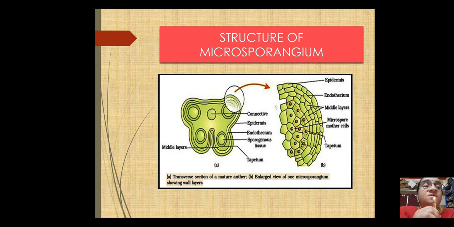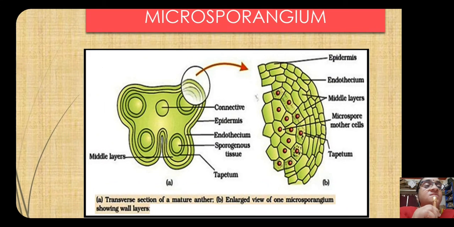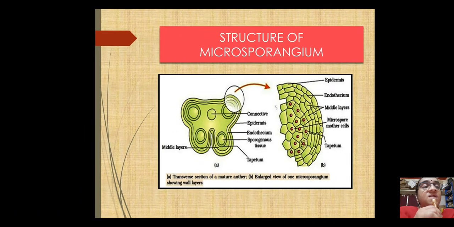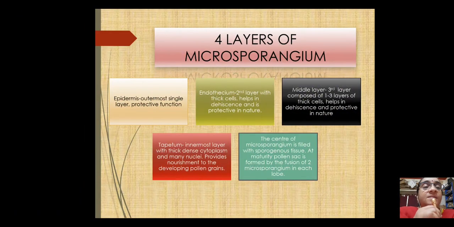Now look into the structure of the microsporangium. I am just enlarging the picture here. You are able to see the various layers, isn't it? The outermost layer is the epidermis, followed by endothecium, then middle layers, then tapetum, and then microspore mother cells. This diagram also will be important from the exam point of view.